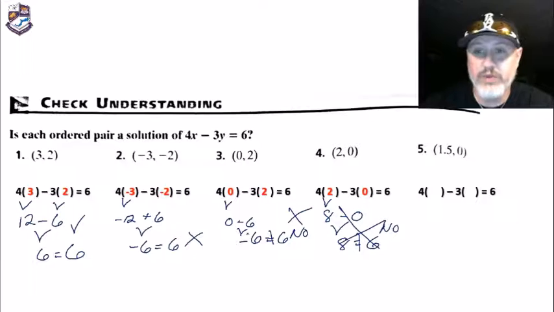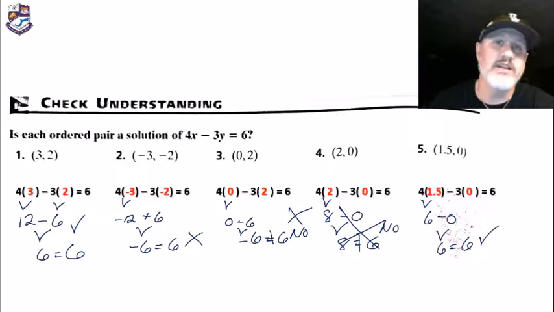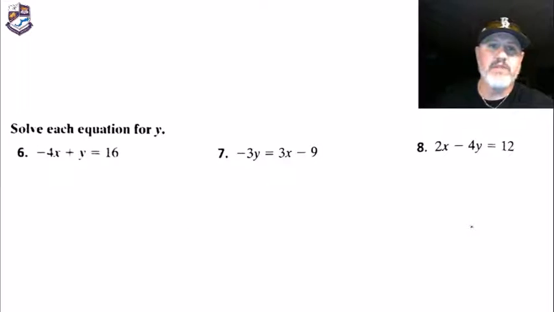Okay, next one. We are substituting 1.5 and 0 in. 1.5 times 4 is 6, and there's that cancel. 3 times 0 is 0. 6 equals 6. Hooray! That is a good check. Okay, number 6, 7, 8.